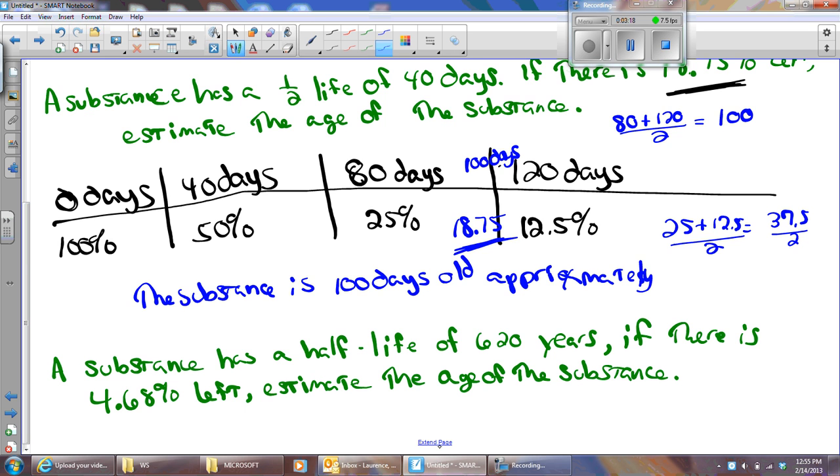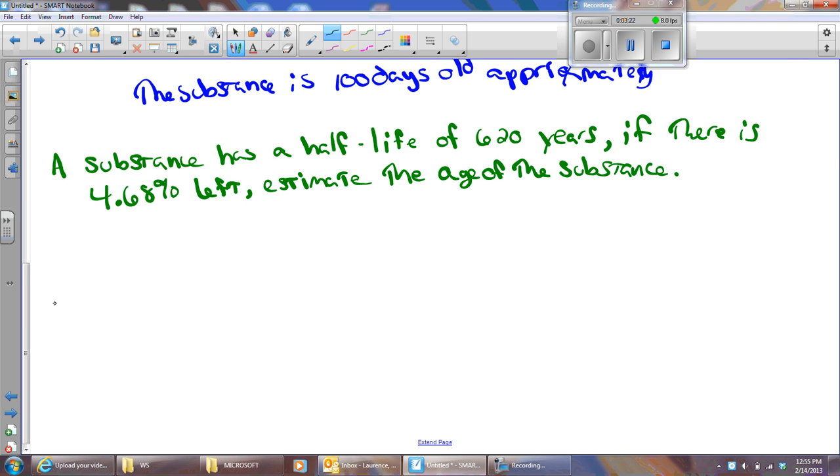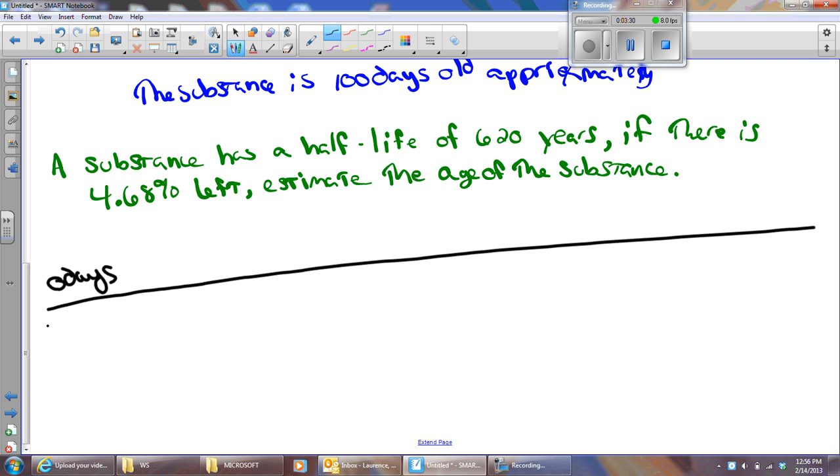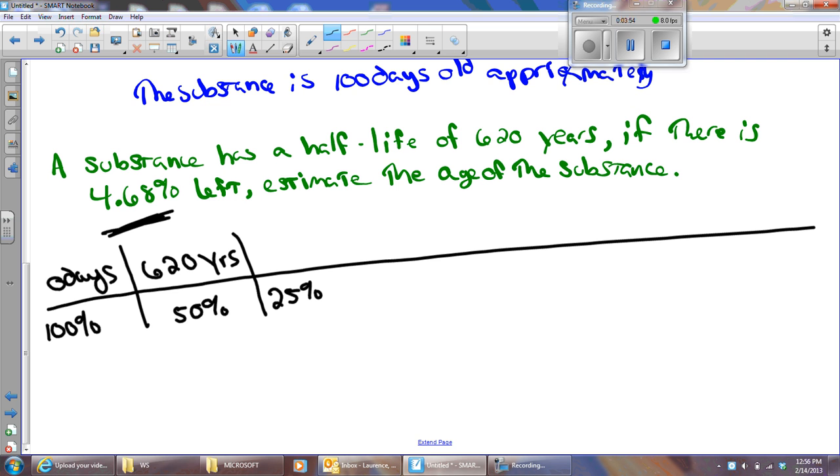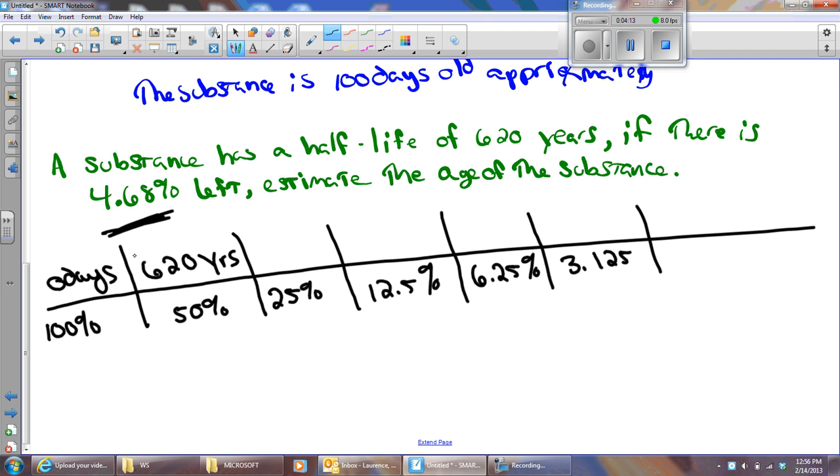Okay, let's try one more here. Different type. This time the substance has a half-life of 620 years. So at 0 years, that's when there's 100% left. At 620 years, there's going to be 50% left. I'm going all the way until I get 2 percentages on the other side of that. So I could go 25, then 12.5, then 6.25, and then 3.125. And it looks like I am now sandwiching the 4.68%.